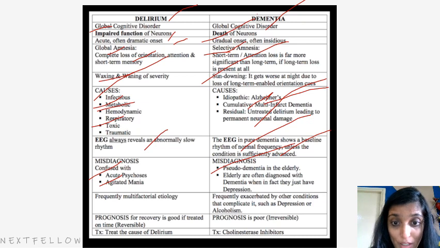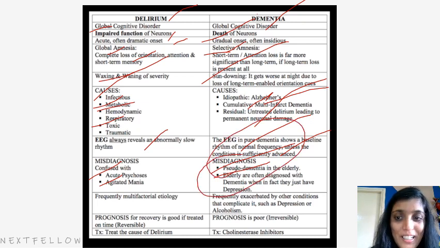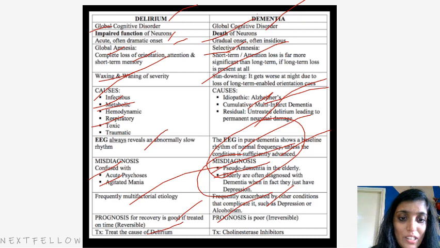Elderly people are often diagnosed with dementia when in fact they have just depression. So it is very important to differentiate depression and dementia in the elderly. Dementia frequently has a multifactorial etiology, frequently exacerbated by other conditions that complicate it, such as depression and alcoholism. Prognosis is poor in dementia, and recovery is good in delirium if treated on time. The treatment for delirium is to treat the cause, and for dementia it is cholinesterase inhibitors.